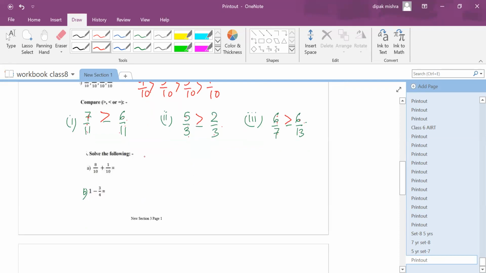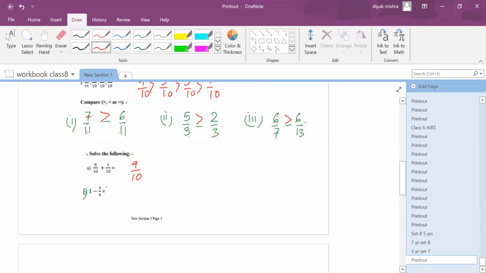Okay. Now again, we add the fractions. How will you add the fractions? 8 by 10 plus 1 by 10 is how much? You just keep the 10 as same and just add the numerators. When the denominator is same, now your job is to add the numerators. It will be 8 plus 1 is 9 over 10. Answer is 9 over 10.